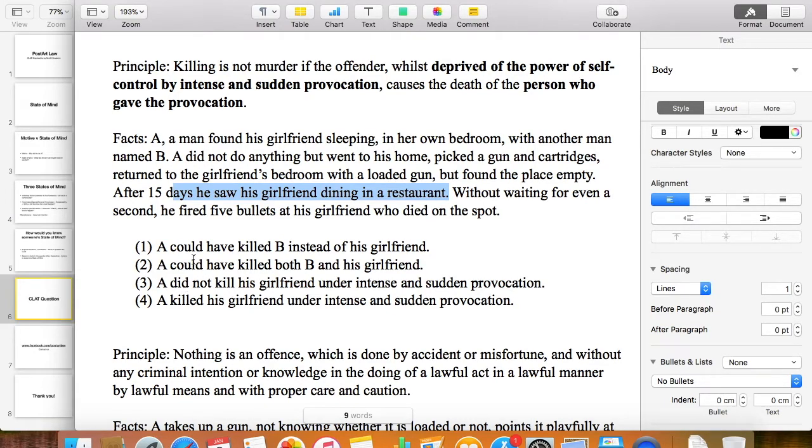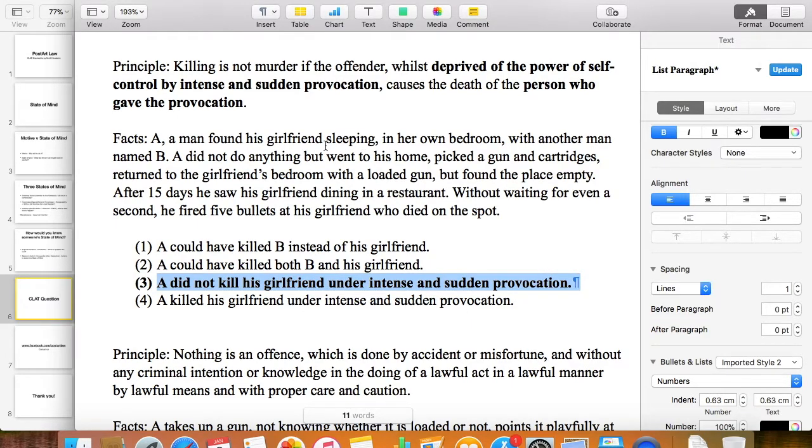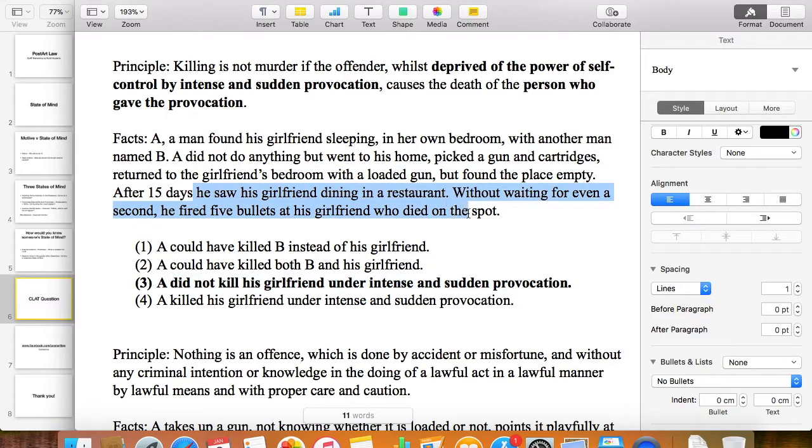So now the answer would be A is guilty of murder. So this should be the answer, because you have assumed his state of mind. His state of mind was not that of loss of self control, and we have assumed this from the fact that he went back to his house, picked up guns and cartridges, and he found it empty. So he had the patience to go back to his house and pick up guns and cartridges. Then he had the patience to wait for 15 days, and after that, his girlfriend did not really do anything. He was carrying his gun around apparently for 15 days, and then he shot her in the restaurant. So there was no sudden provocation then, and there was no provocation also technically, because his girlfriend did not really do anything. So this would be the answer.